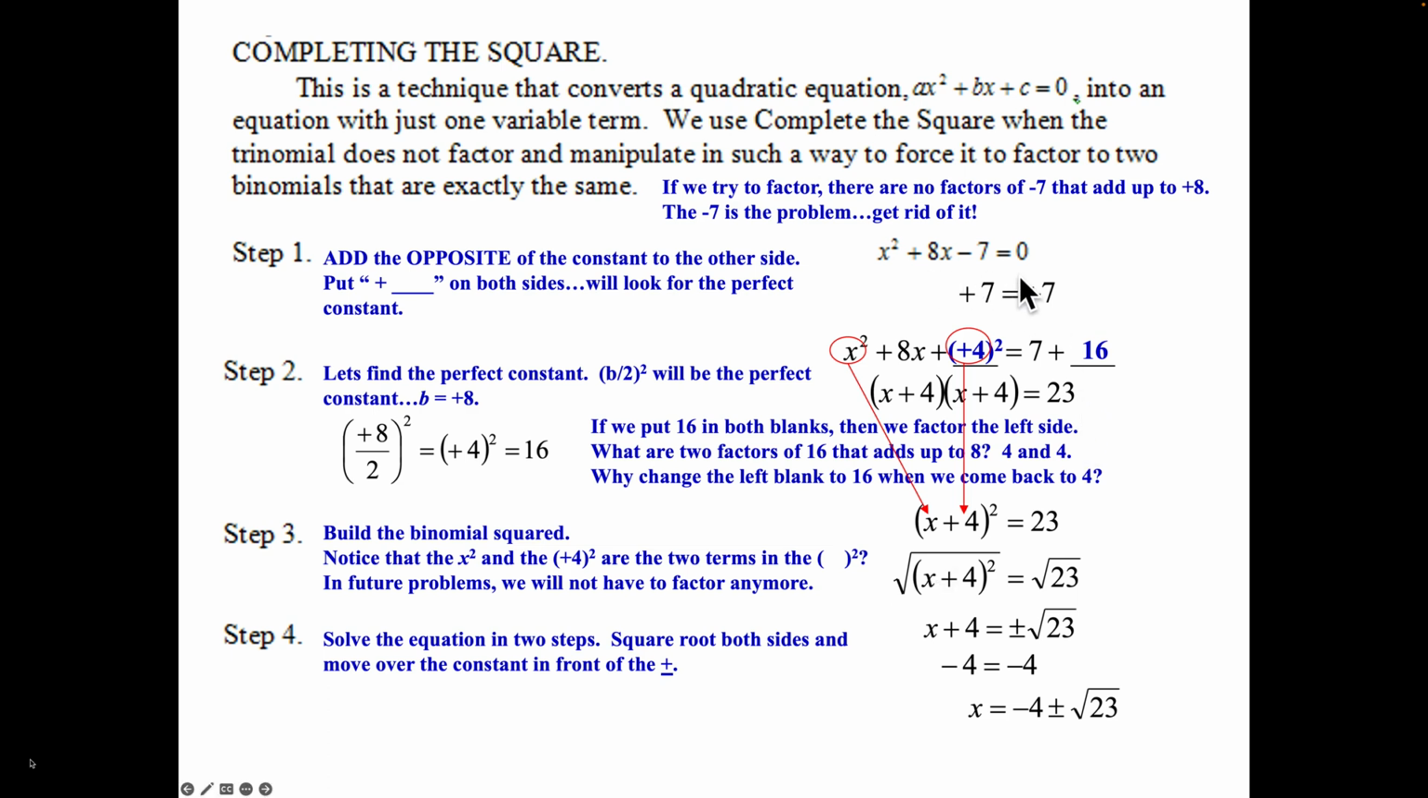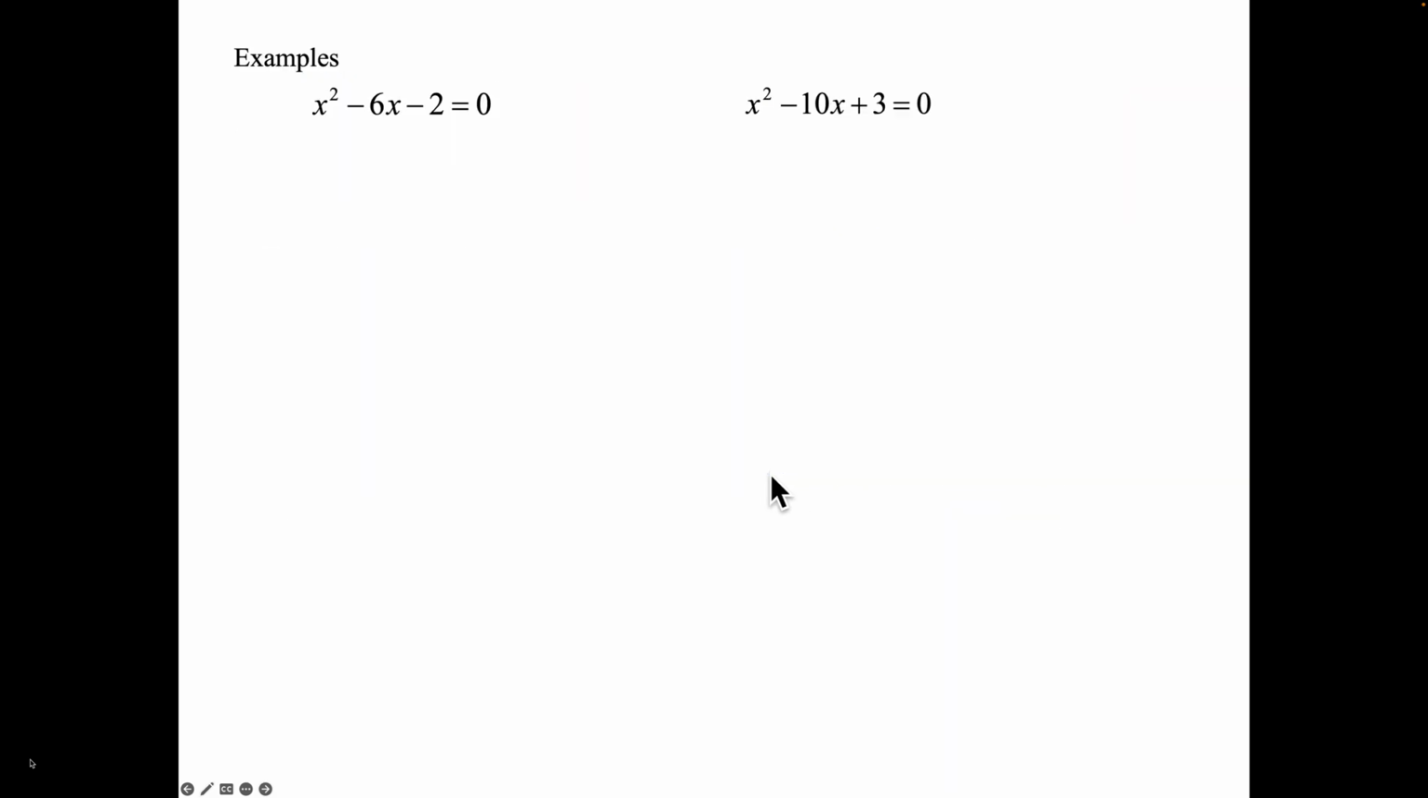Completing the square is very efficient when solving a quadratic equation when there's a 1 in front of your x squared. Super efficient. All right, let's try another example. x squared minus 6x minus 2 equals 0. Obviously, you can see there are no two factors of 2 that will subtract to be 6. Get rid of it, add it to the other side. Once I add it over, again, remember, I'm going to put in plus blanks over there with it.